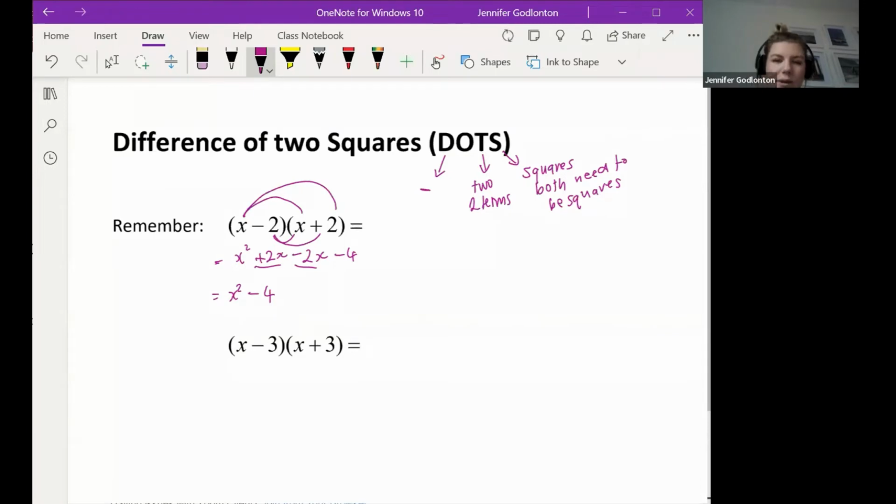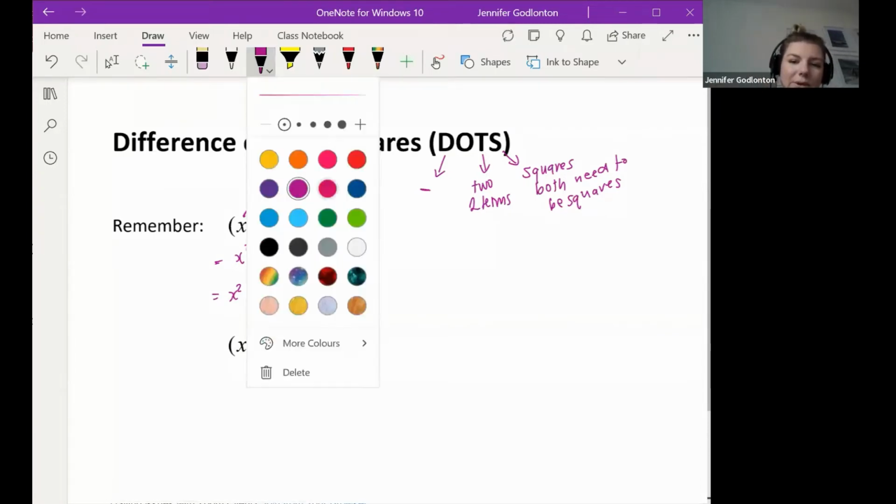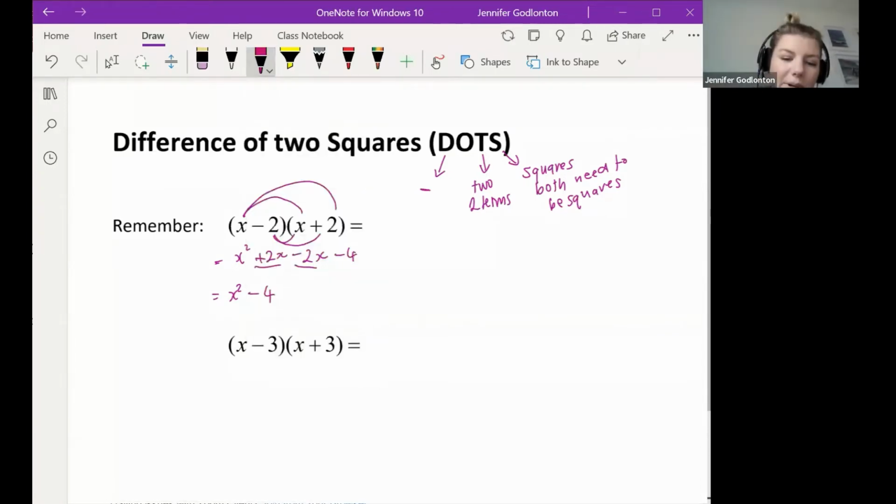Let's have a look at the one below it. Same idea. x times x, x squared. x times 3, 3x. Negative 3x. Negative 9. These two are going to cancel, and I'm left with x squared minus 9.